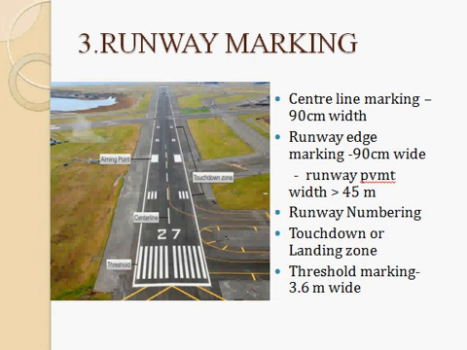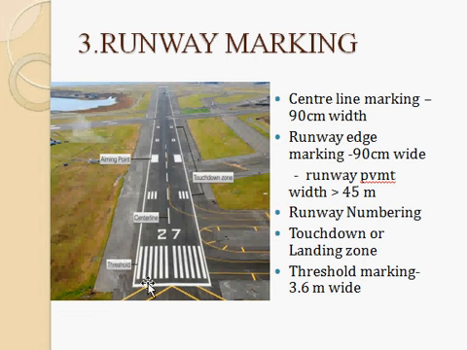Next is touchdown or landing zone marking. In the case of touchdown zone marking, you will have markings that are parallel to the runway center line, and the number of parallel lines will be decreasing as we go to the landing direction. You can see here it will be 3, here will be 2, like that the number will be decreasing as we go to the landing direction. That is touchdown zone marking.